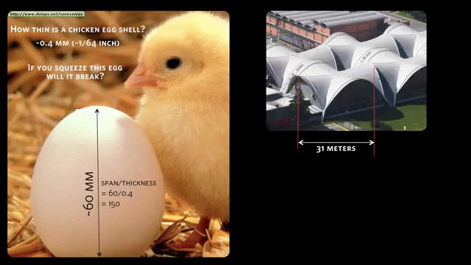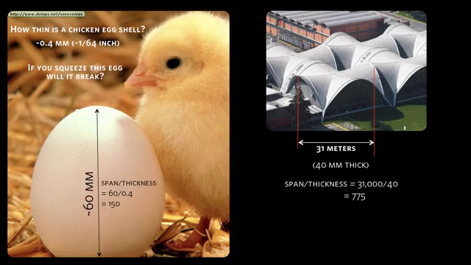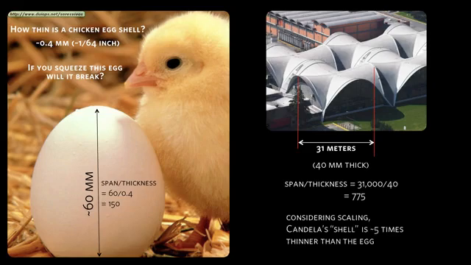So if you look at one of Candela's thin shell structures, for example, the Bacardi rum factory that I'll come to at the end of the lecture, we have a span of 31 meters, a thickness of 40 millimeters. That gives us a span to thickness ratio of 775. So we could think of Candela's shells as about 5 times thinner than an egg. So that gives you a sense for how thin these structures are.